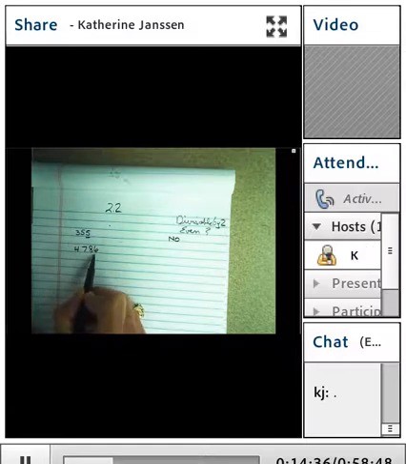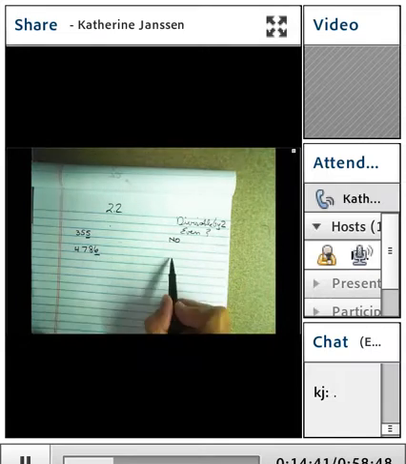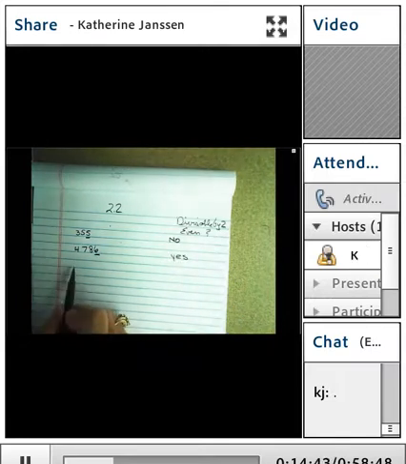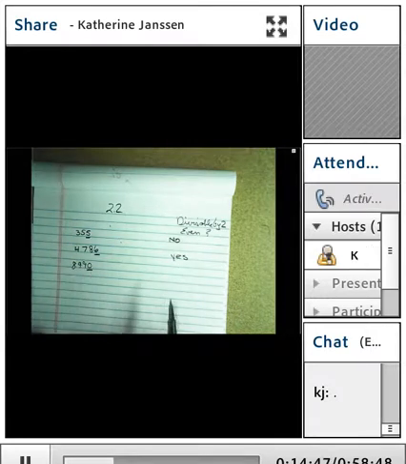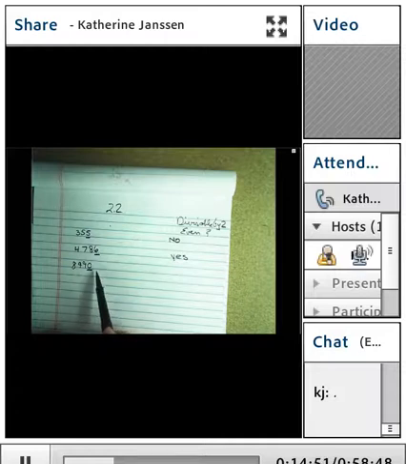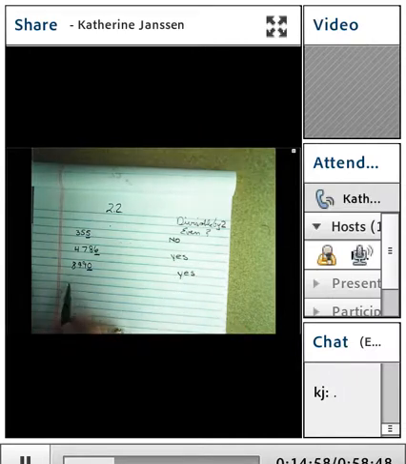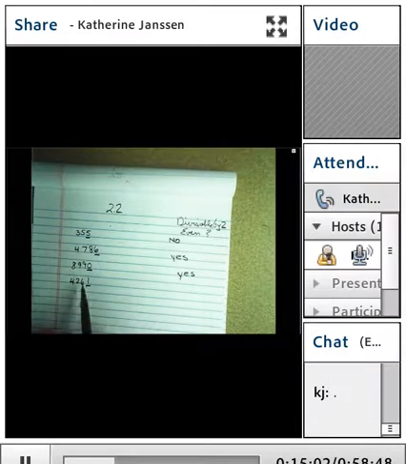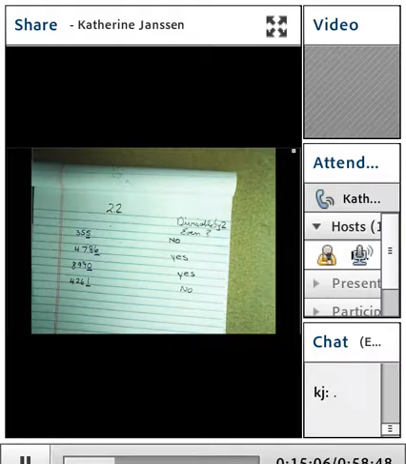4,786. We look at the ones digit. Divisibility by 2, it must be even. So yes, it is divisible by 2. 8990. We look at the ones digit, and 0 is an even digit. 0, 2, 4, 6, 8. This number is even. It is divisible by 2. And another test, 4261. Look at the ones unit. Is it an even digit? No. So it is not evenly divisible by 2.